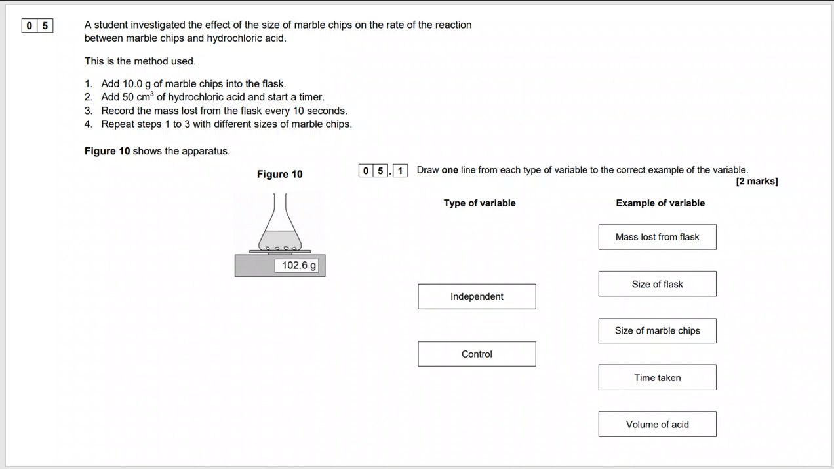This is AQA GCSE Chemistry. It is the Trilogy Foundation Paper 2 from 2018. And this is question 5. The whole of the question is laid out for you to try first before we review. So here is 5.1. You can pause as you go.